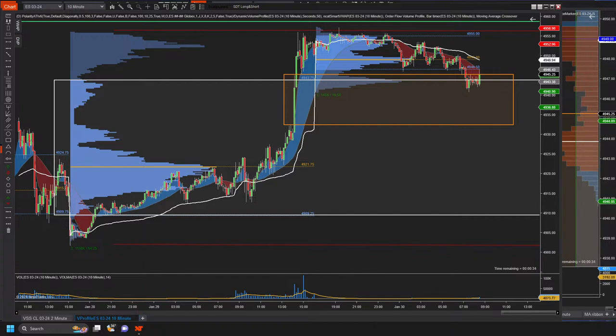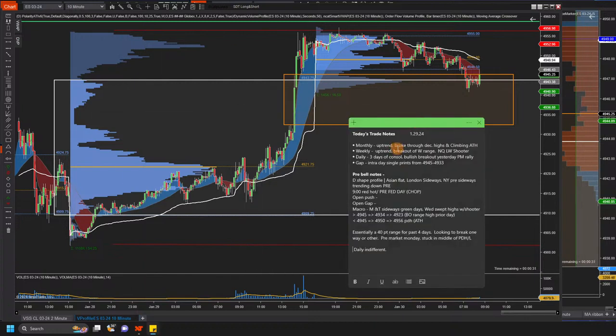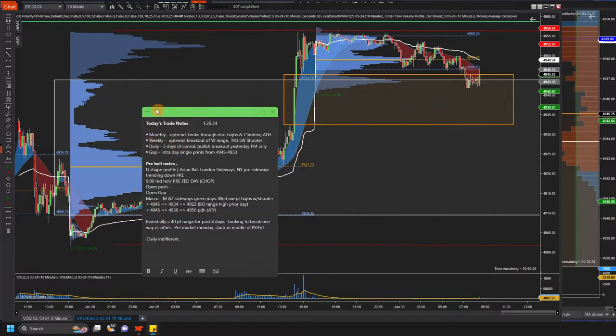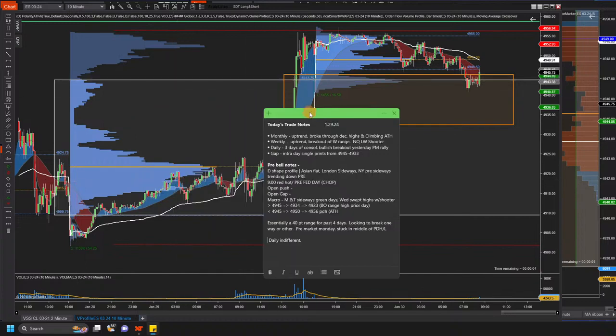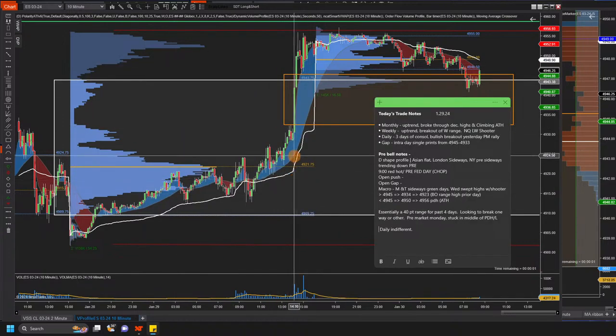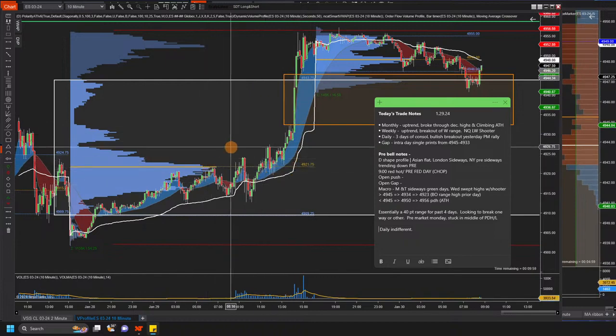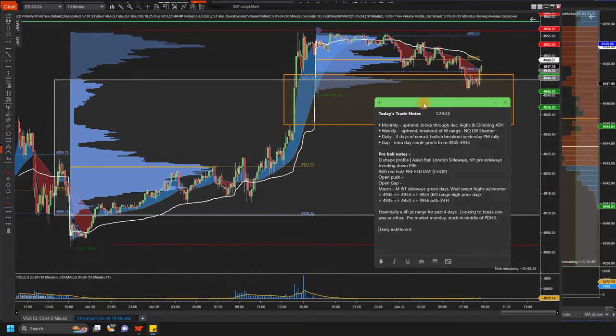So essentially, here's today's trade plan. On the long-term vision, monthly uptrend, broke through December highs, climbing to all-time highs. Weekly, we broke out of our weekly range. NQ is stuck in a range right now, NASDAQ is anyway. But on the daily, 3 days of consolidation, bullish breakout yesterday PM, which was these two bars right here, the final 2 hours of the market. It just broke out of this inside day that we were having and broke out to the upside.